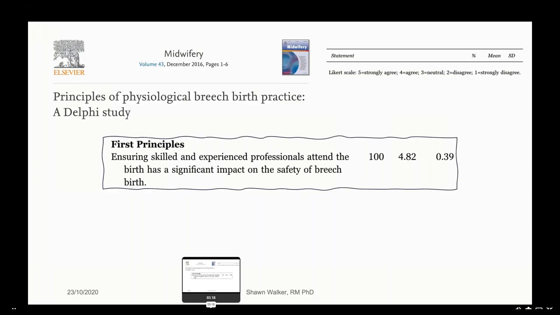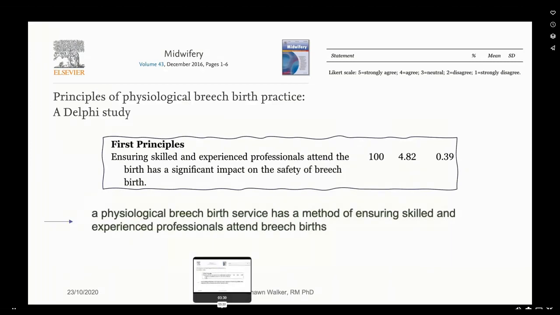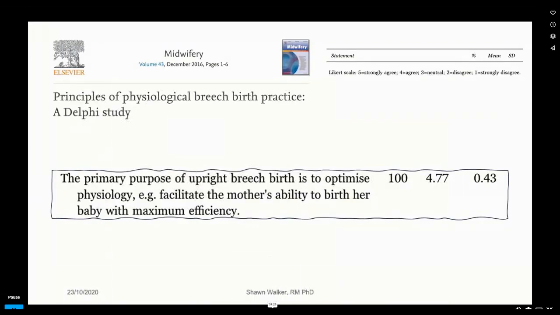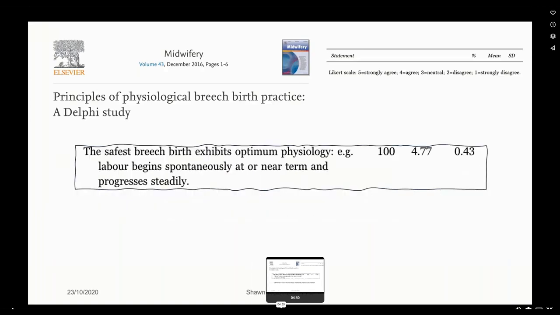The first principle of the physiological breech delivery is ensuring that a skilled and experienced professional attends the birth, and this has a significant impact on the safety of breech birth. So number one is the human factor: the person who conducts the breech delivery should be experienced. This is the number one principle. The woman herself should understand that the upright position is to optimize the physiology and facilitate her ability to birth her baby with maximum efficacy. So this is number two.